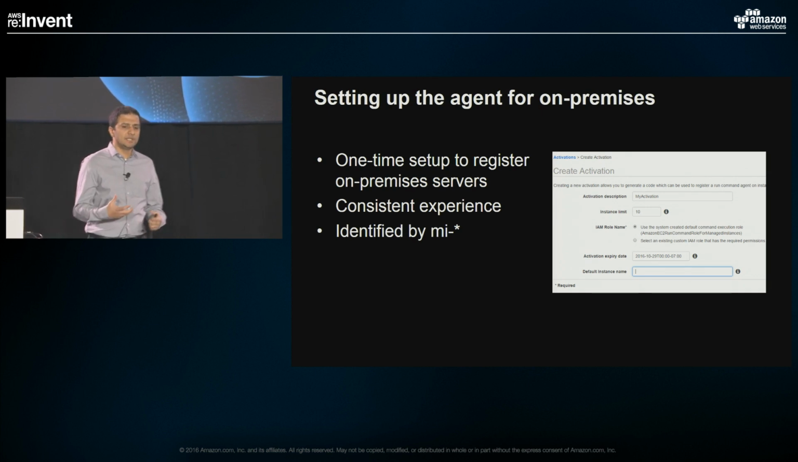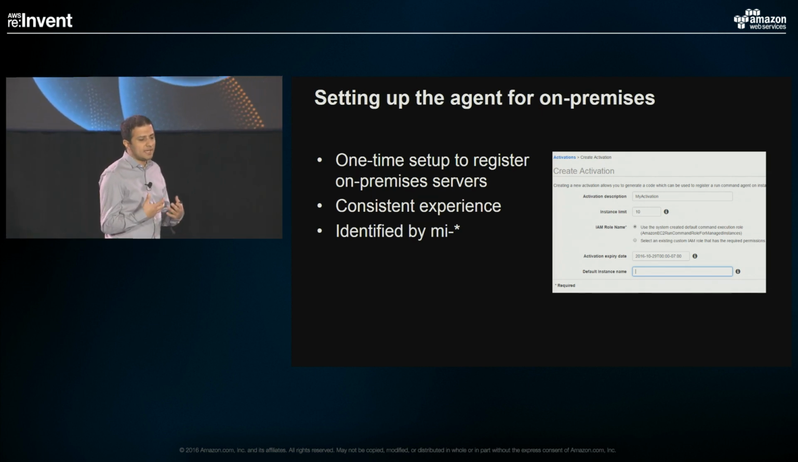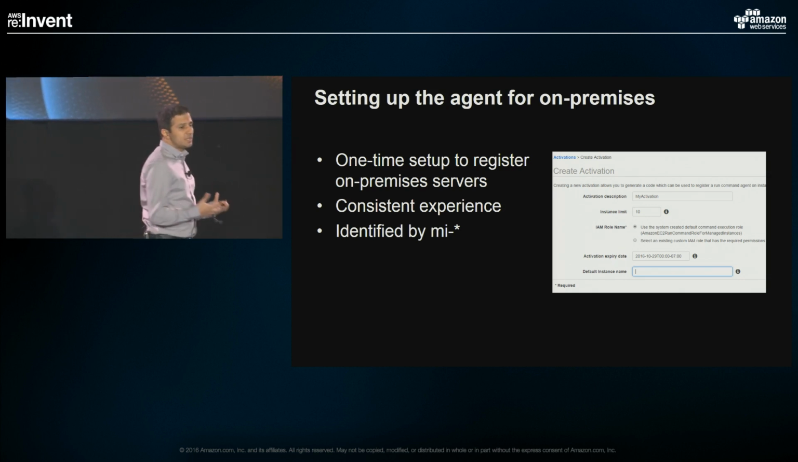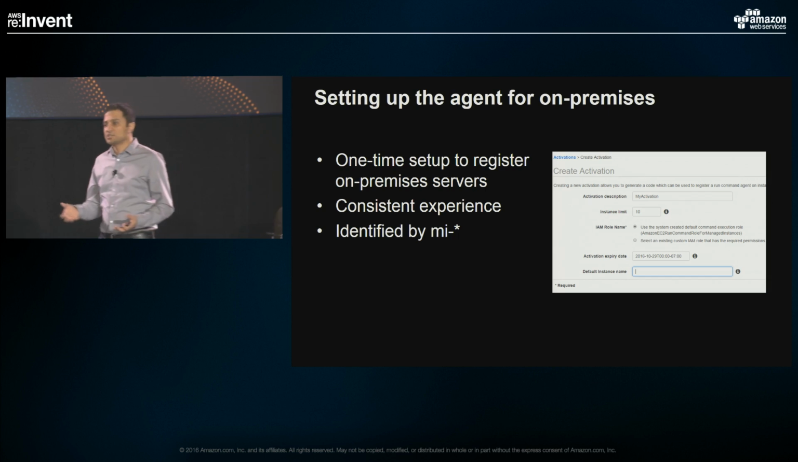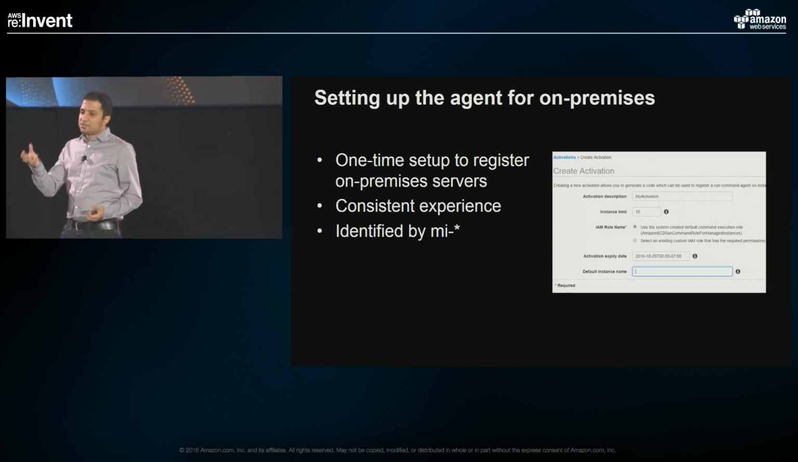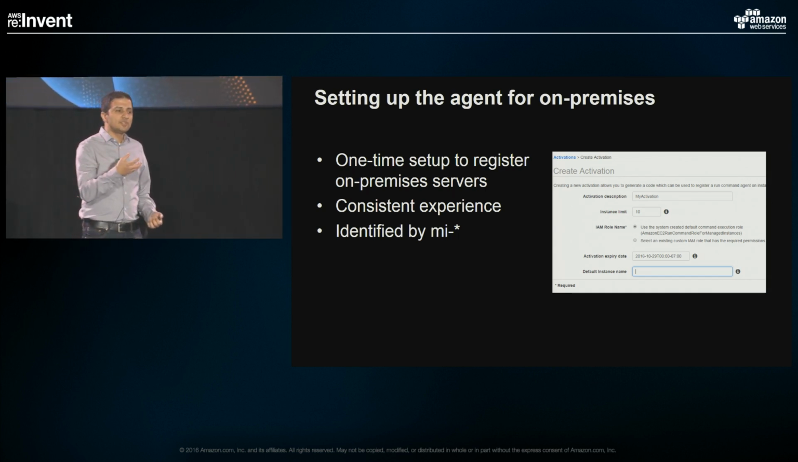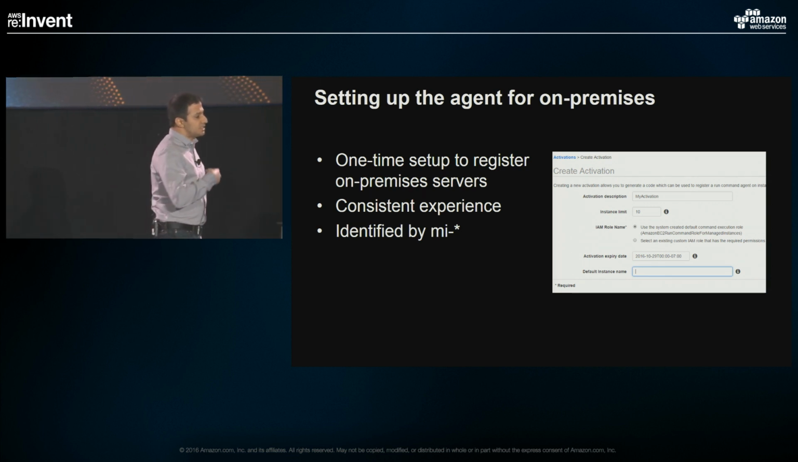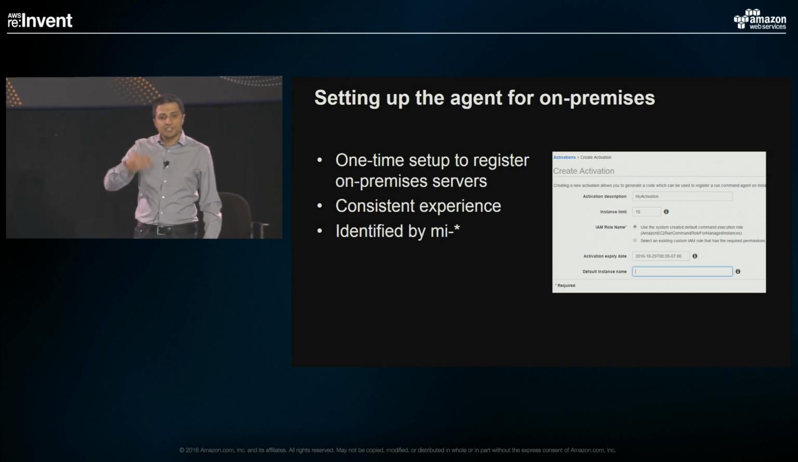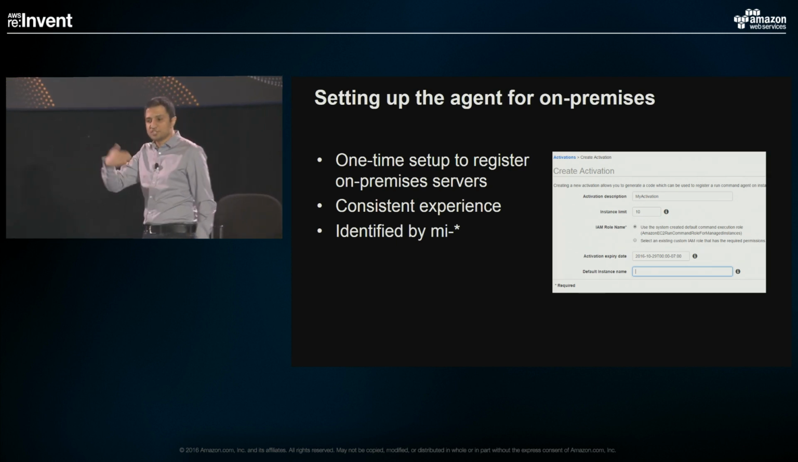I touched on this briefly, the on-prem support. And it's actually quite simple to set up. The way we register on-premises instances is you install the agent, and you have to create something we call an activation. You can think of an activation as a one-time thing that lets you provision a number of on-prem or hybrid servers that you can register with us.